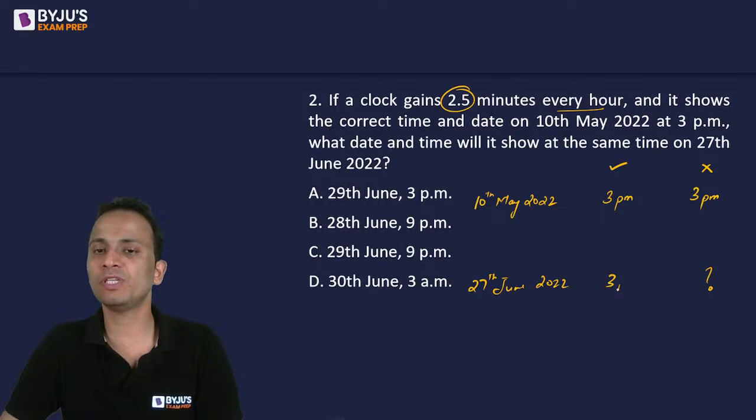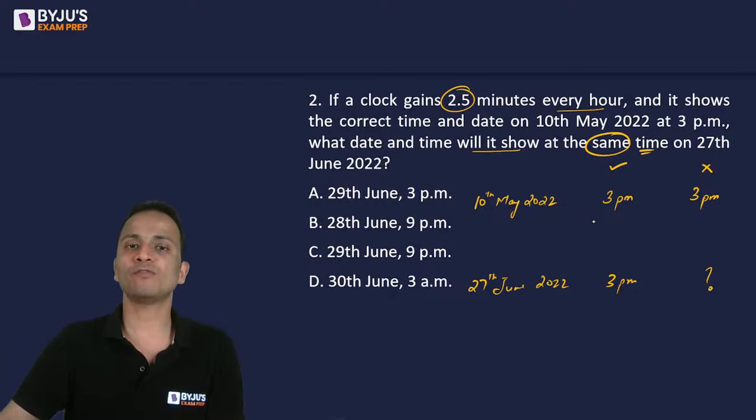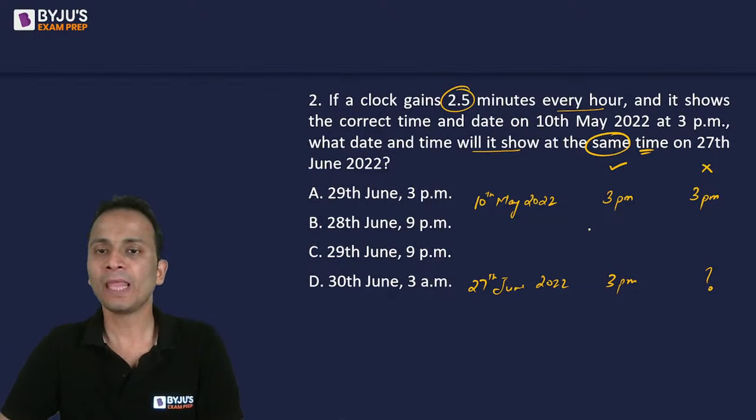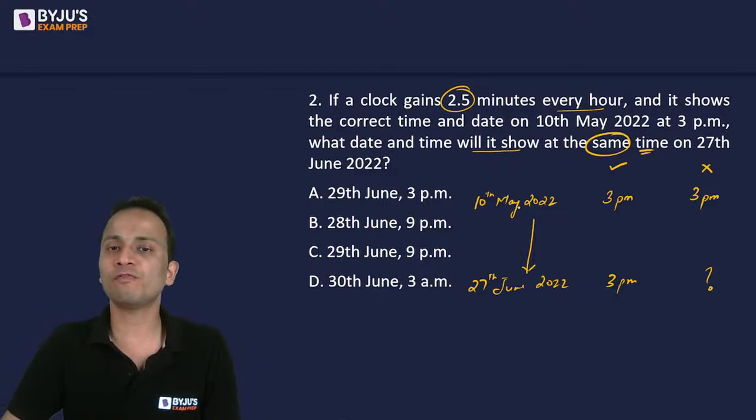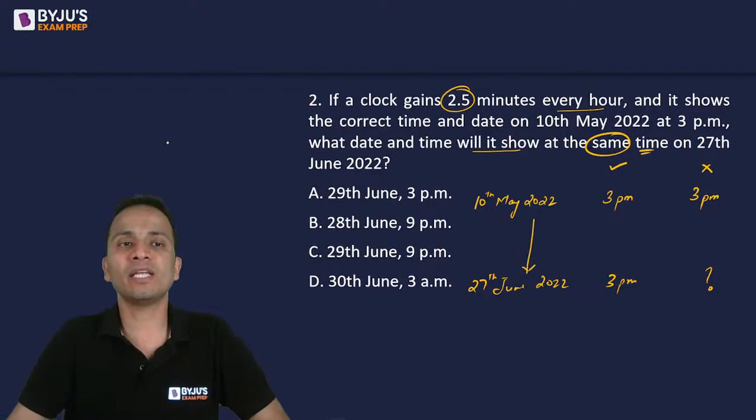2022 is 3 p.m. Basically we have to find what date and time it will show at the same time on 27th of June 2022. The correct time that has elapsed started from 10th of May up till 27th of June. So let us first calculate the number of days.